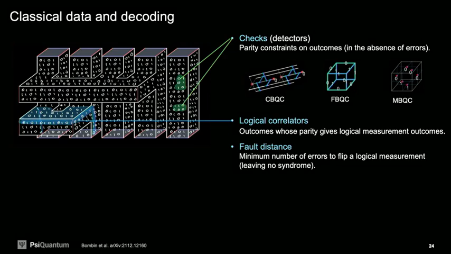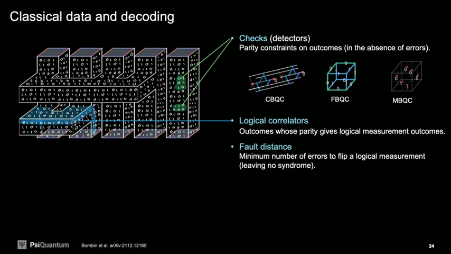So examples of checks in the circuit-based picture is if you do some repeated measurement of a stabilizer, those two outcomes should agree, so that forms a check. Then there's related notions in fusion-based and measurement-based quantum computation where there's certain constraints on the outcomes of measurements. There's also the logical correlators, which I won't talk too much about, but the idea is that when you're doing a logical measurement, you just don't do a single physical measurement. It's made up of many physical measurements. And so this logical outcome will be the mod 2 addition of a bunch of these outcomes in the absence of errors.